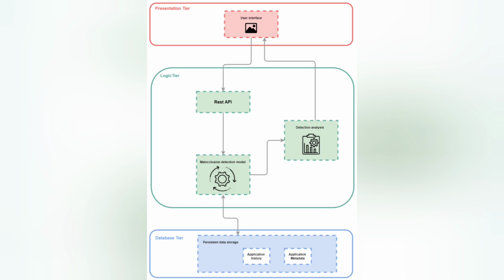The results will be saved in the database tier as the history of the application, and this tier will also contain other application metadata. So after the malocclusion detection is completed in the logic tier, the backend will then use it in detection analysis in order to give the user a well-structured report of the outcome.